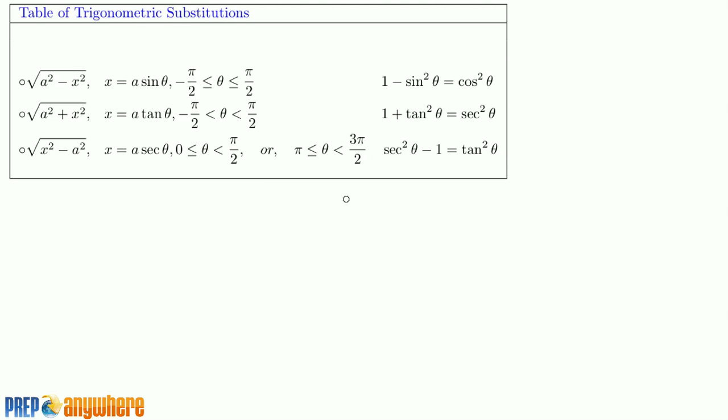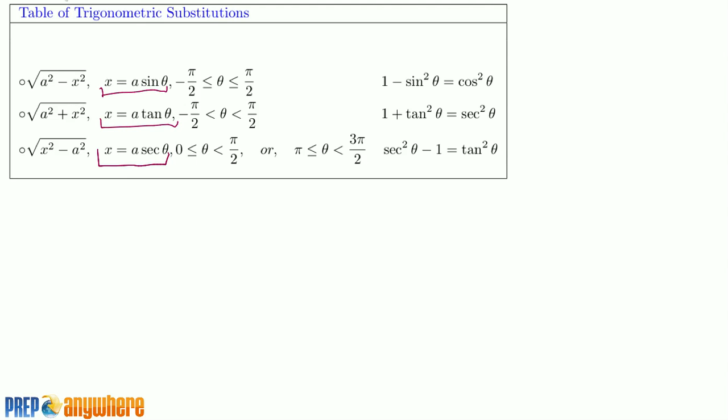Okay, in this section, what we want to do is to integrate expressions of square root with squares inside. Often these are very hard to integrate directly. It's the square root that makes things difficult, with two terms inside. So we can get rid of these square roots by making the proper trig substitution.